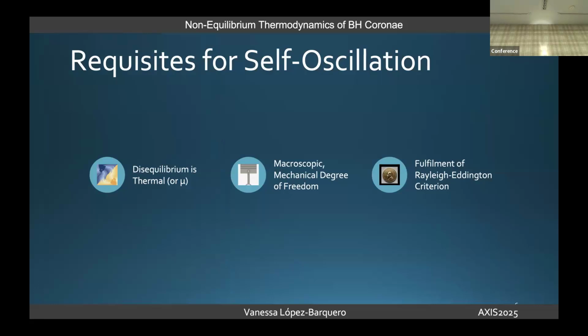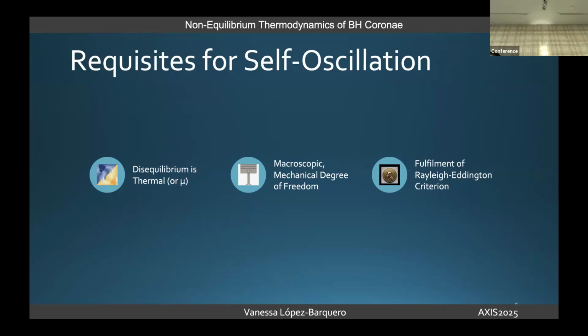So think cold and hot. The second requirement is that we need something that is a macroscopic mechanical degree of freedom that is going to be linked to our system. Think about it like a piston that is going up and down, that'll be the mechanical degree of freedom. And the last one is the tricky one, and this is where the physics and the interesting dynamics come from: the fulfillment of these radiating criterion.